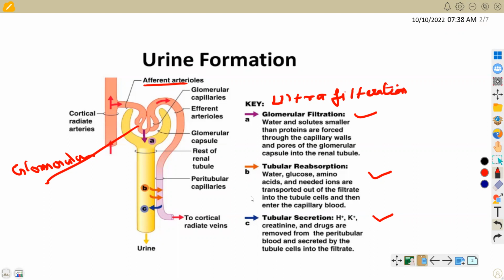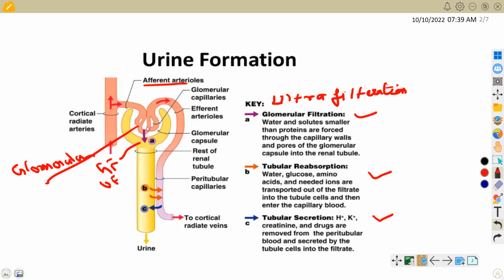Now, let us see what happens next. Whatever filtration is occurring, it is coming inside the Bowman capsule. When it is coming inside Bowman capsule, it is called GF, glomerular filtrate, or you can say UF, that is ultrafiltrate. What the glomerular filtrate or ultrafiltrate is lacking is the plasma protein and corpuscles, which we have discussed in the last video. Okay, so let us see what happens when it goes further.